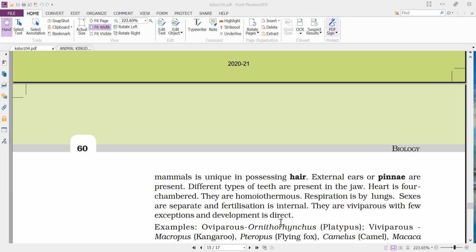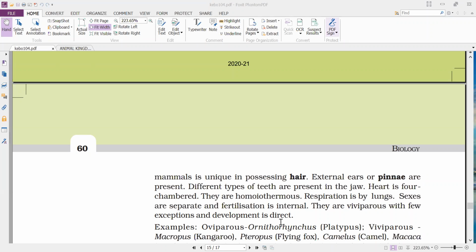That means most of them are viviparous; only a few exceptions show oviparity. Whether it is oviparous or viviparous, the development is direct. They give birth to young ones, not intermediate or larval forms. They give birth to young ones which are similar to the adult, except in size.